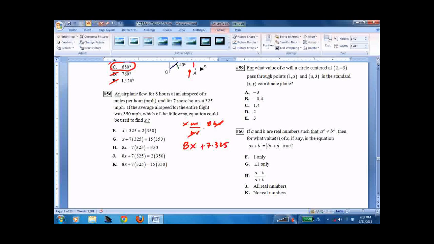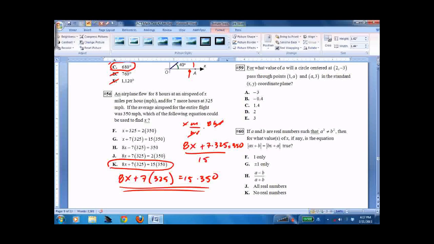So which is finally going to be used to find x? Well, it went 8x plus 7 times 325. It did that for 15 hours. So that's its average speed, and that equals 350. So we go 8x plus 7 times 325 equals 15 times 350. And then we say, well, that's it. I was going to solve it for x, but that's all they want us to do. 8x plus 7 times 325 equals 15 times 350. Okay. Very challenging problem. You have to play with rates to understand that one and make sense of it.